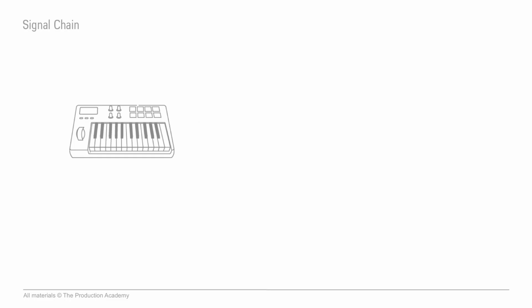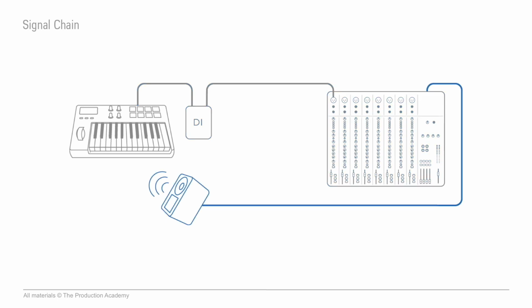For instance, let's look through a stage setup. Say you're playing a keyboard and don't have an amplifier. You'd probably use a wedge to hear yourself, which is controlled by the sound engineer. So the signal starts at the keyboard, goes into a DI, goes to the mixer, and then is sent back to the wedge by the engineer. If this isn't working, you'll have to figure out which part of the signal chain is broken.